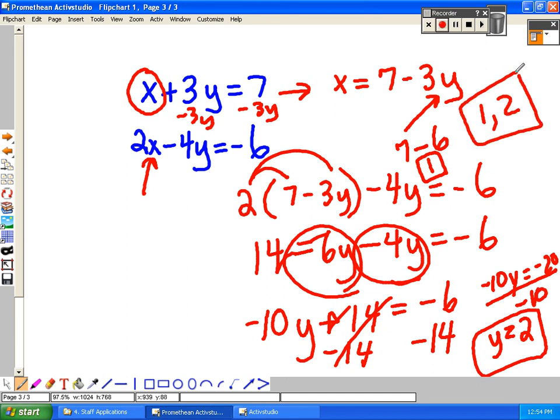Okay, again, that's a little messy, but you should be working vertically. I just didn't have any room on the board. So, hope that helps.